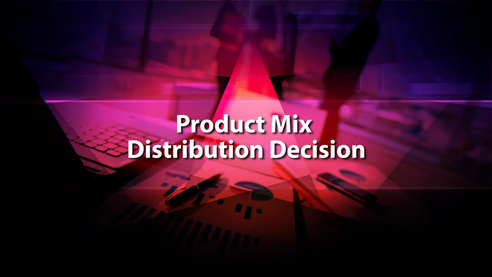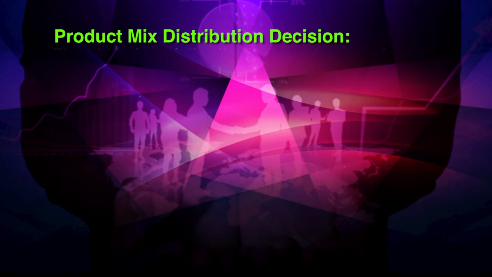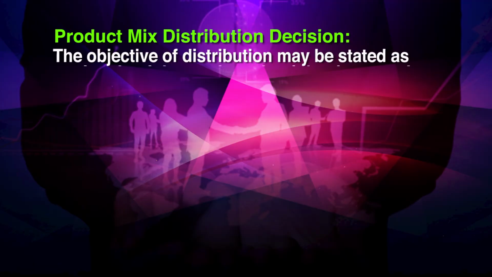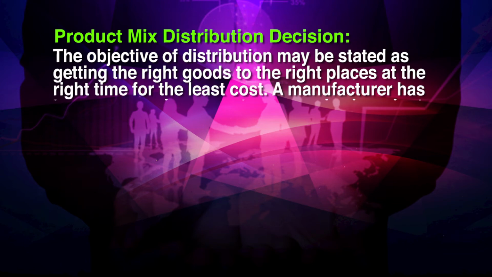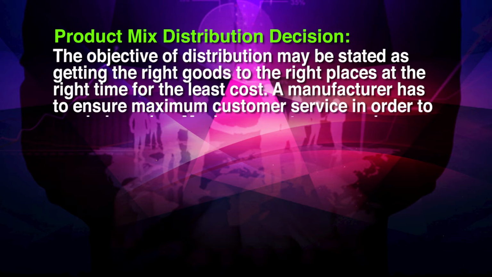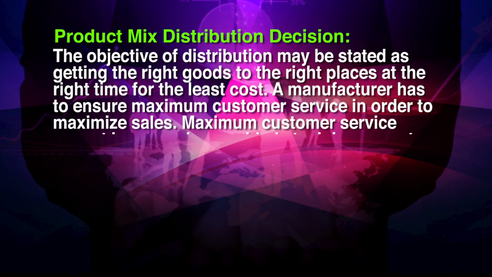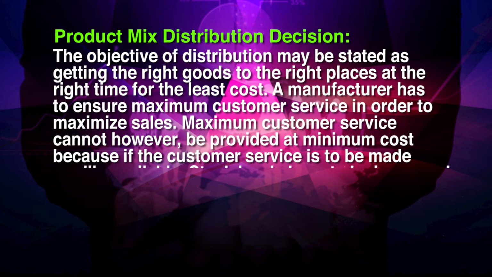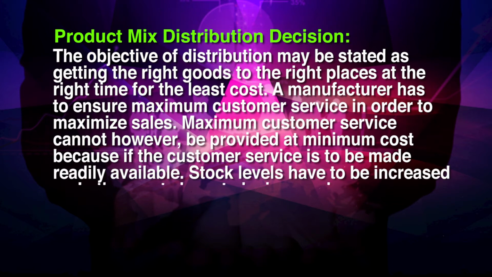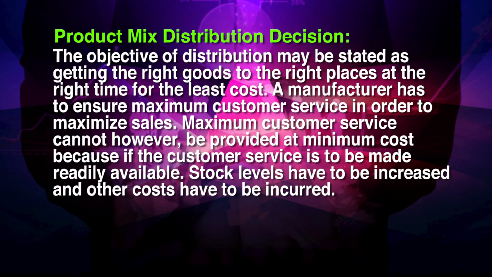Now, let us come to product mix distribution decision. The objective of distribution may be stated as getting the right goods to the right place at the right time for the least cost. A manufacturer has to ensure maximum customer service in order to maximize sales. Maximum customer service cannot, however, be provided at minimum cost, because if customer service is to be made readily available, stock levels have to be increased and other costs have to be incurred. We are therefore required to evolve an efficient system of distribution which maximizes the ratio of output.